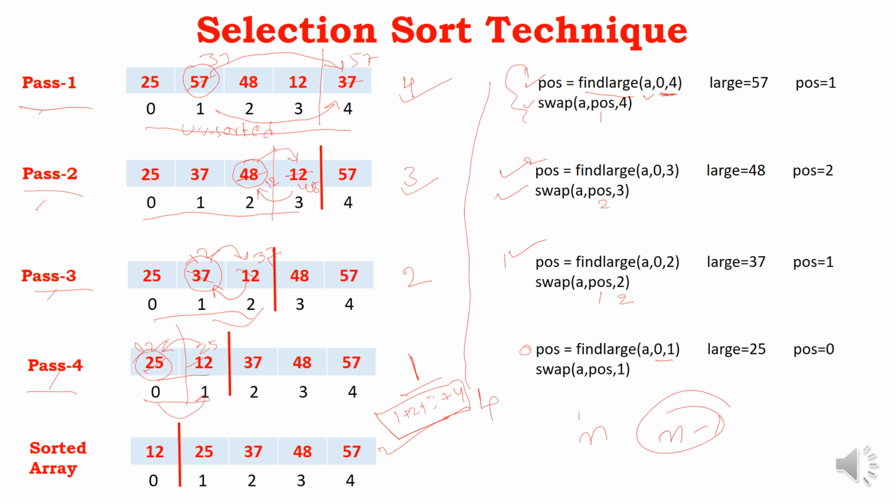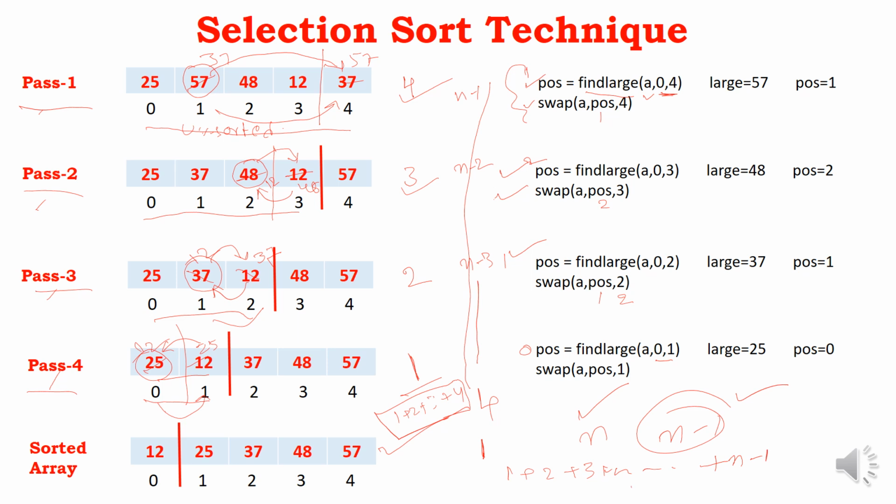Suppose the array consists of n number of elements, it takes n minus 1 passes. In the first pass, n minus 1 comparisons. In the second pass, n minus 2 comparisons. In the third pass, n minus 3 comparisons, etc. In the last pass, it may contain only one comparison. See here, 4 to 1. In the same fashion, n minus 1 down to 1. So the total number of comparisons will be 1 plus 2 plus 3 plus 4 plus etc. up to n minus 1.